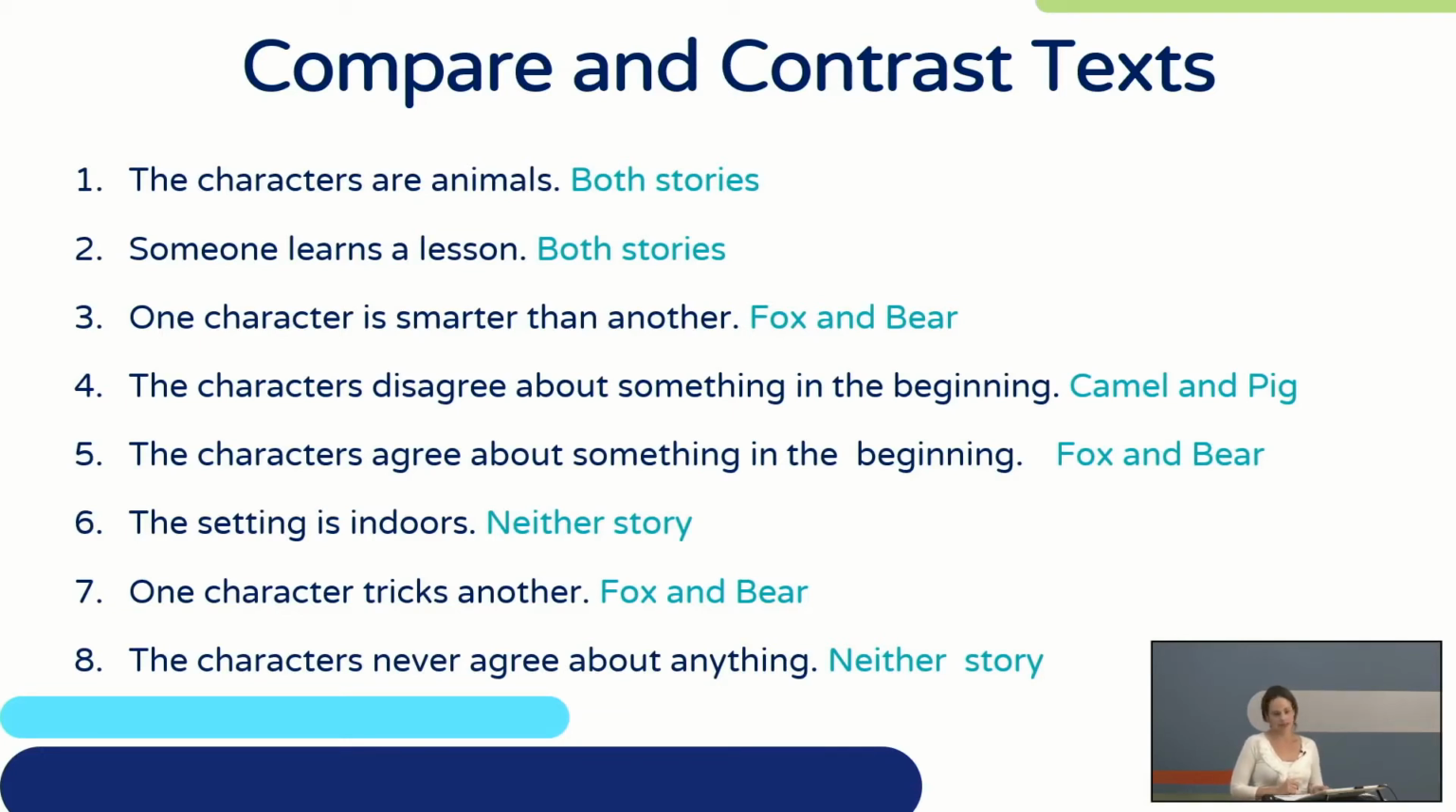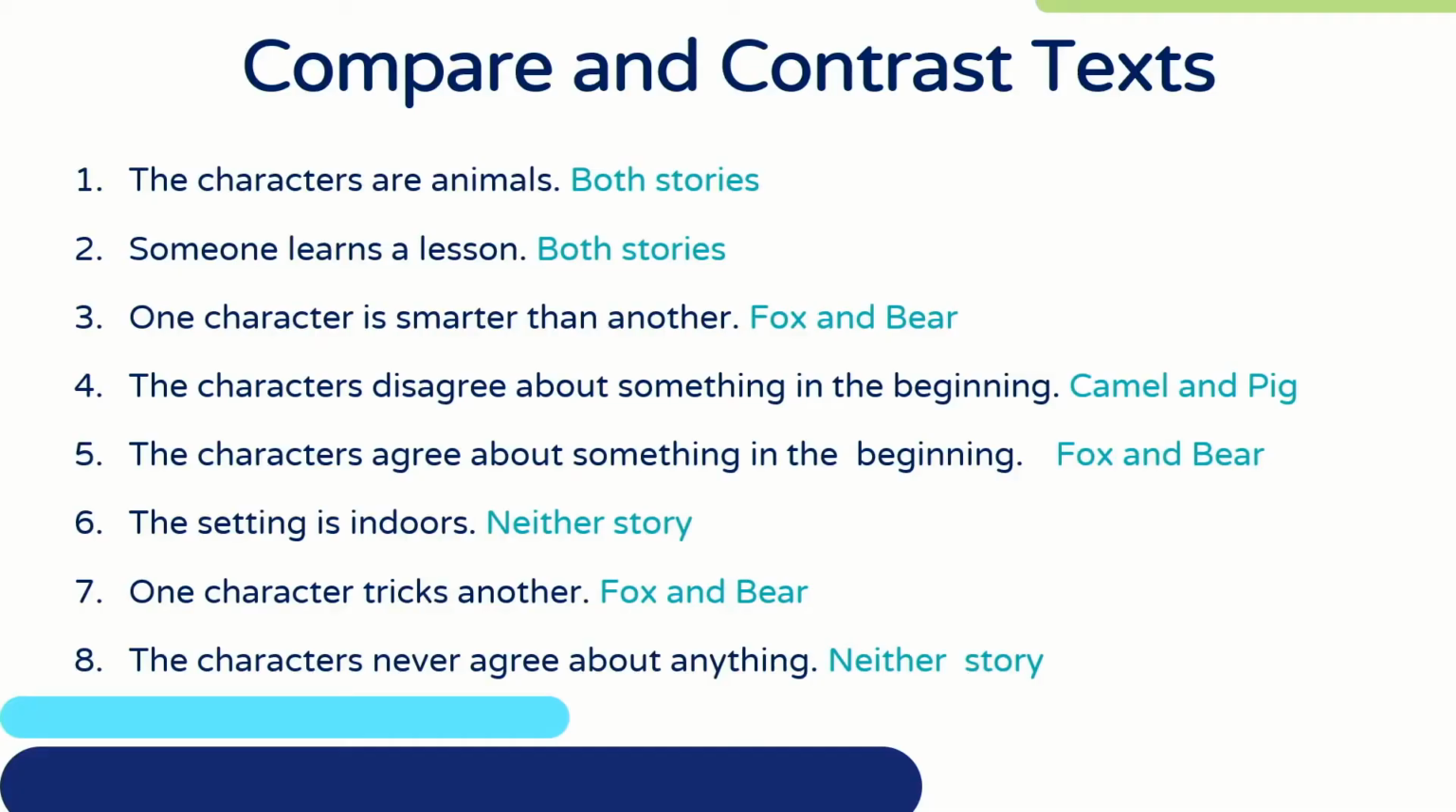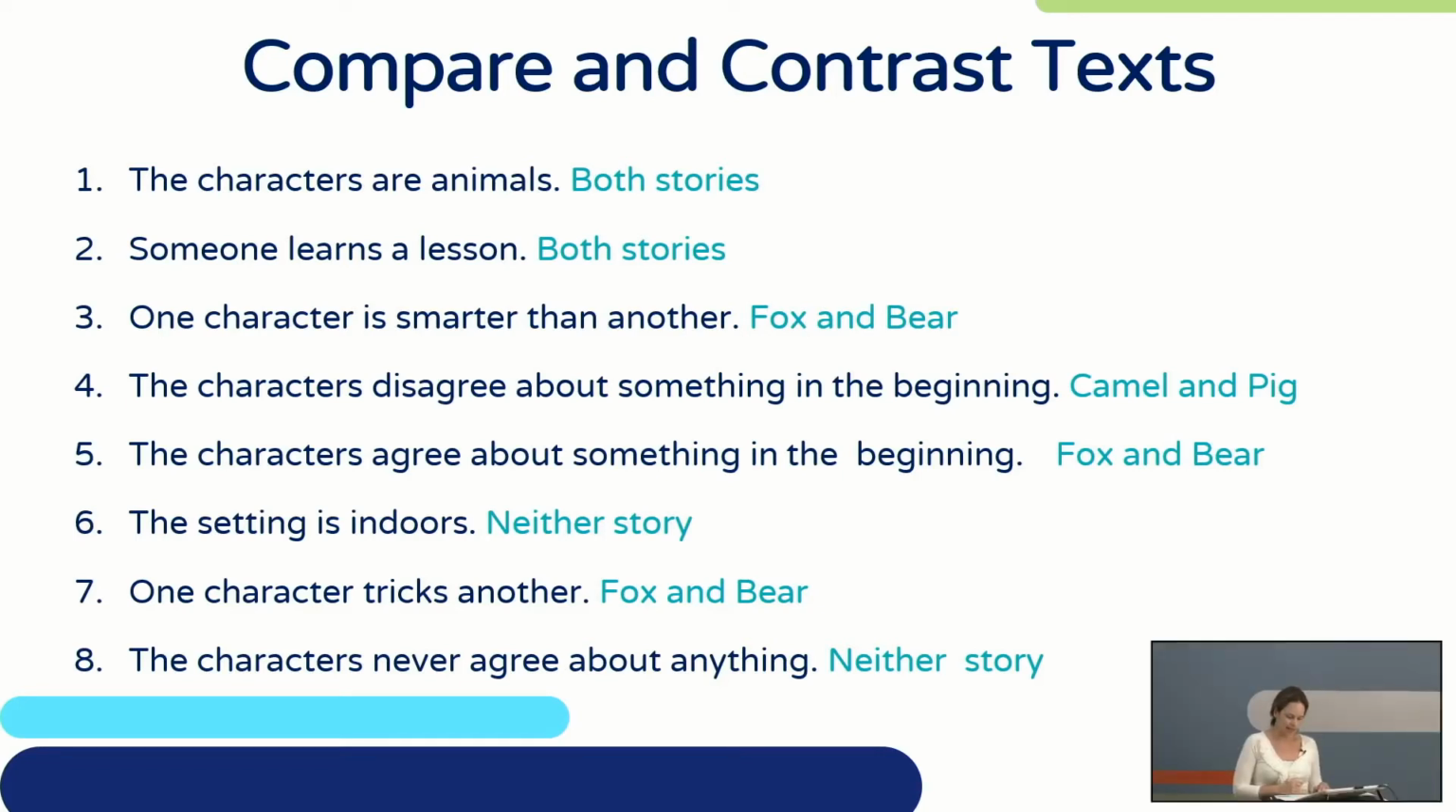Number 8, the characters never agree about anything. This isn't true for either of the stories, so neither. In the Fox and Bear story, they both agree to share the crop in the beginning. In the Camel and Pig story, they both agree at the end of the story that tall is good when you need tall, and short is good when you need to be short. I bet you got these answers right.